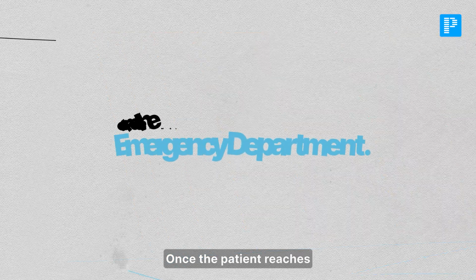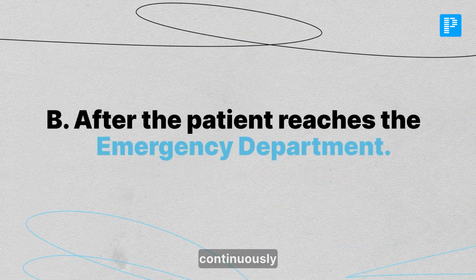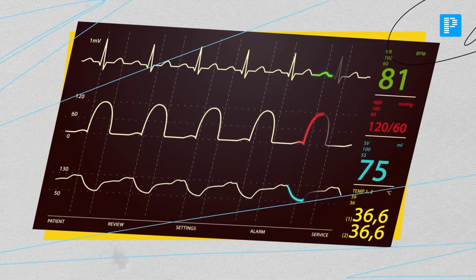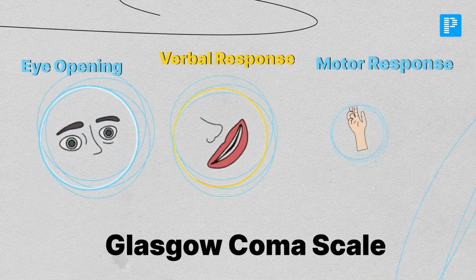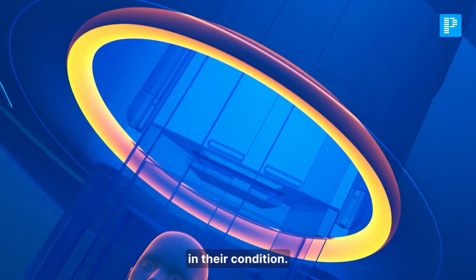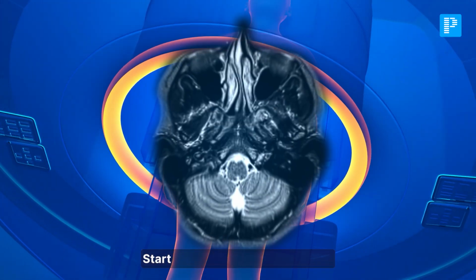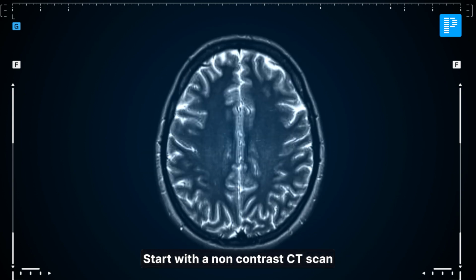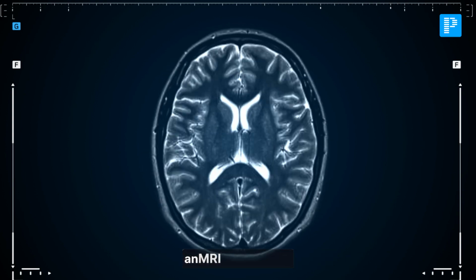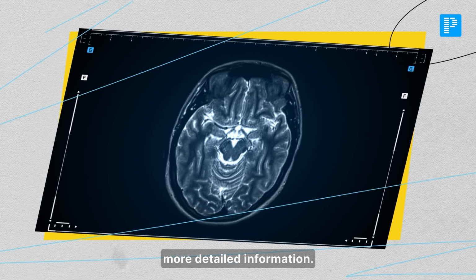Once the patient reaches the emergency department, continuously monitor their vital signs and repeat the GCS assessment to track any changes in their condition. Imaging is crucial. Start with a non-contrast CT scan, and if the patient is stable, an MRI can provide more detailed information.